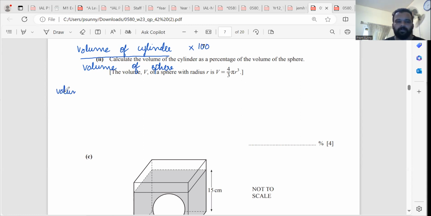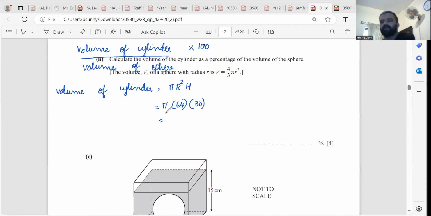First let's find the volume of the cylinder. The formula is pi r square h. Let's keep pi as pi itself. The radius of the cylinder was given as 8, so 8 square will be 64, into h, which we found as 30. So 64 into 30 into pi. 64 into 30 gives 1920, so 1920 pi.